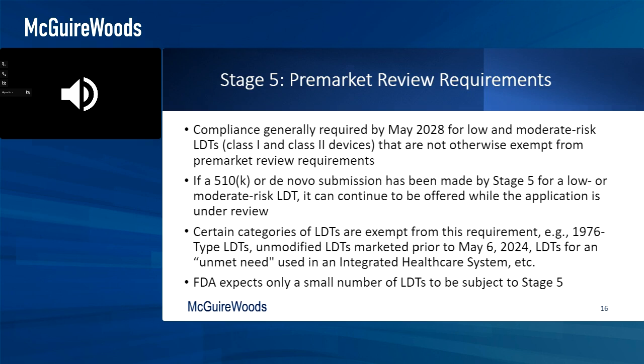So again, grace period here. And the stage 4 and stage 5 really reflect what FDA is thinking. We're really concerned about the high risk guys, so we're going to enforce against you first. That's why stage 4 is the higher risk, stage 5 is the low to moderate risk. So they don't expect a huge influx here.